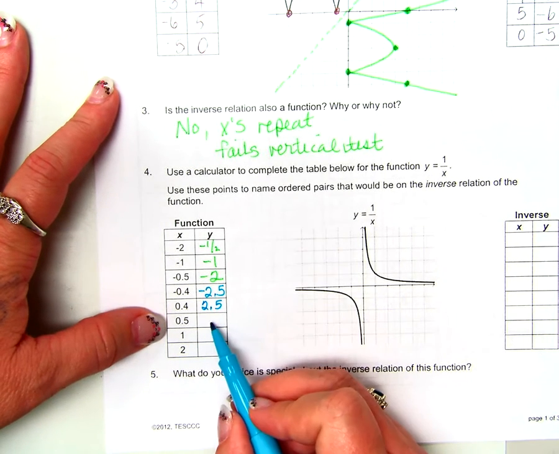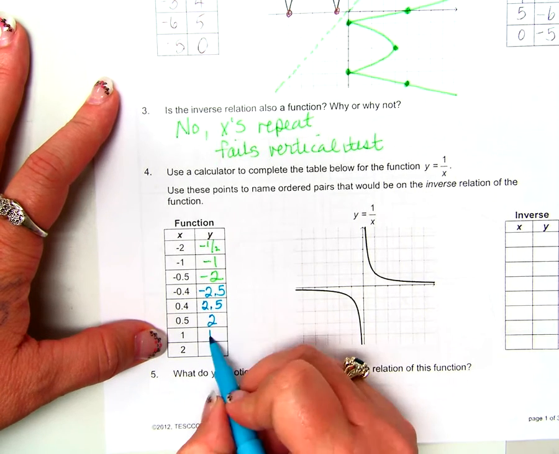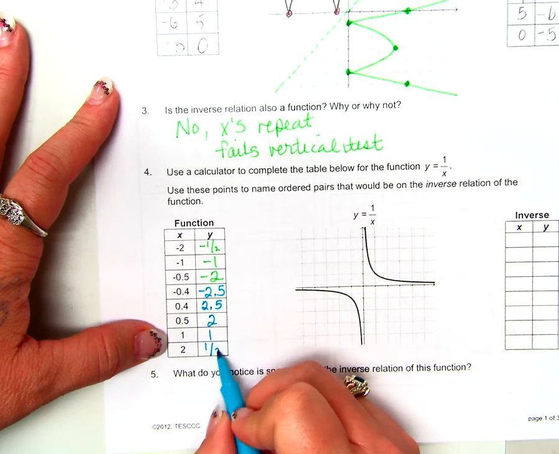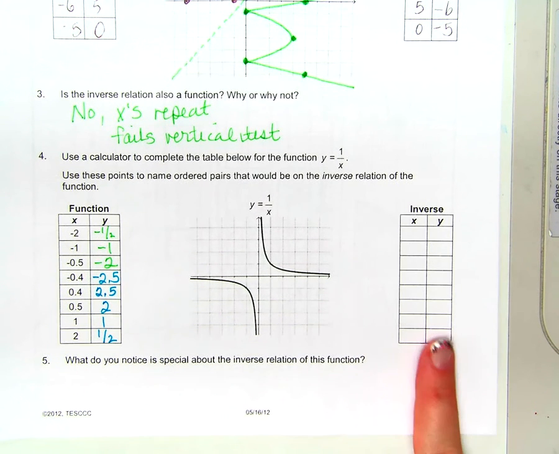What's this one going to be? 1, 2, 2 and 1 half. 1 and 1 half. No, it's going to be 1 and then 1. That's what you said. So what does the inverse table look like? It's flipped, right?